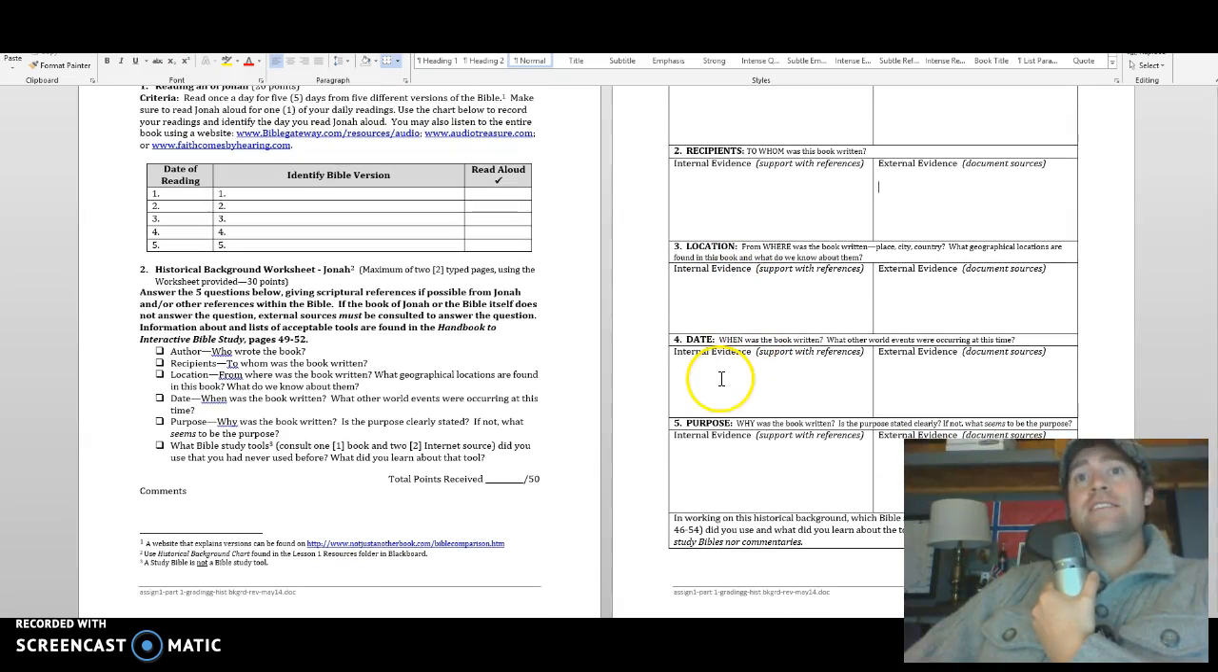Location, we just mentioned that. And then the date, when was the book written? What other world events were occurring at this time? So that's an interesting one. And why is that important? That's not just to show that you found the answer.